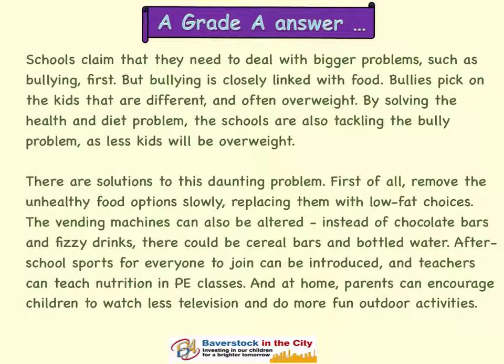First of all, remove the unhealthy food options slowly, replacing them with low-fat choices. The vending machines can also be altered. Instead of chocolate bars and fizzy drinks, they could be cereal bars and bottled water. After-school sports for everyone to join can be introduced, and teachers can teach nutrition in PE classes. And at home, parents can encourage children to watch less television and do more fun outdoor activities.